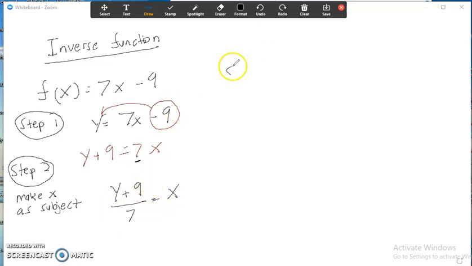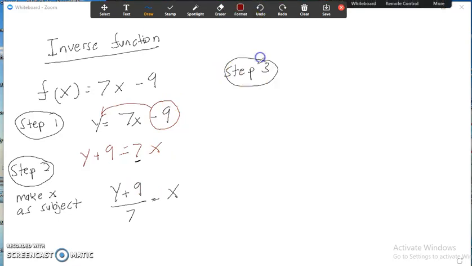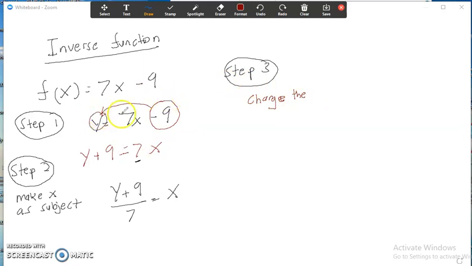Now step 3. What you have to do, change the variable. The variable that I introduced over here, change it. Change the variable into x. So it means that this one you have to change into x. So you already get your inverse function.